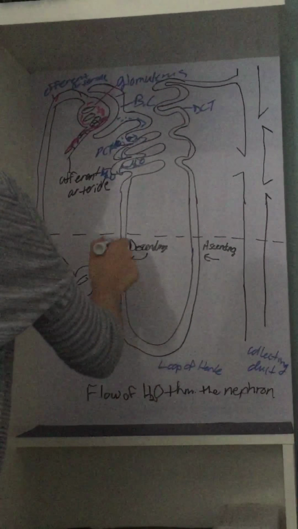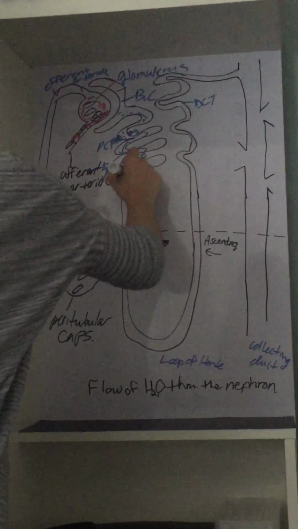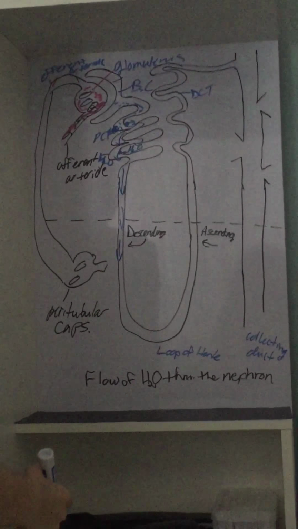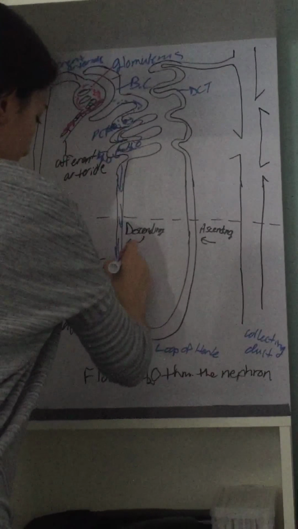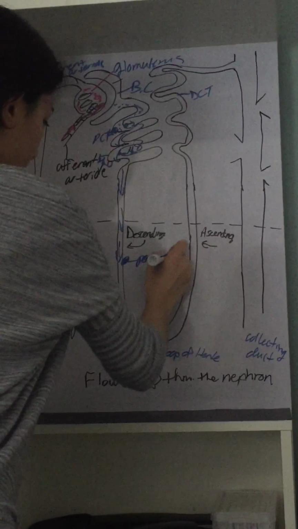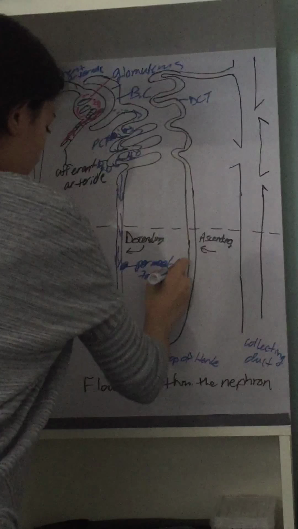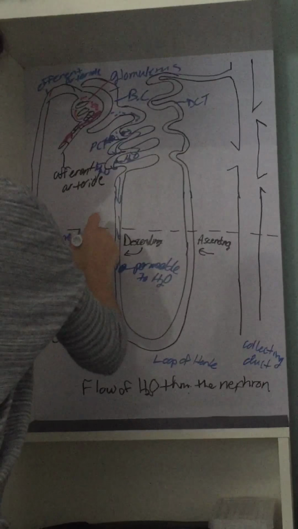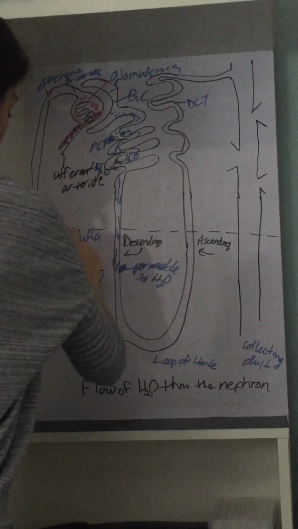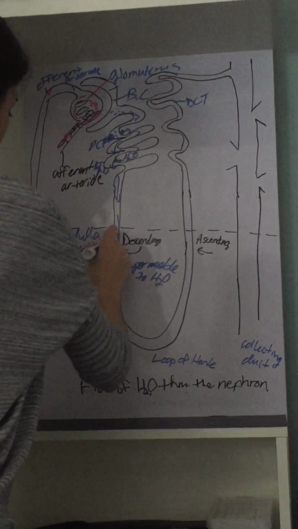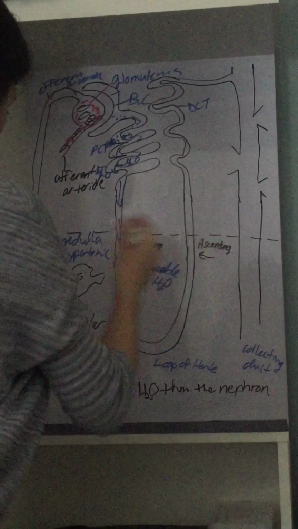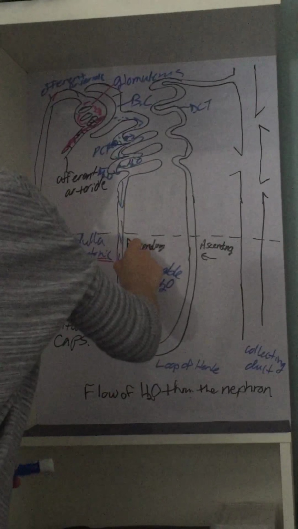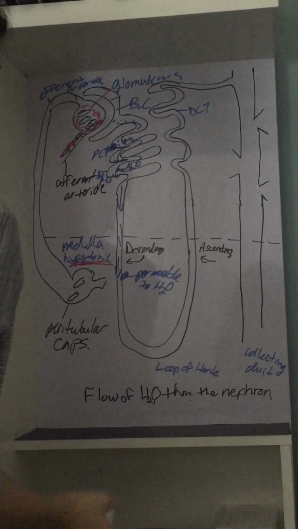The loop of Henle is divided into the descending loop and the ascending loop. The filtrate is going to go down into the descending loop. Now, an important thing to note about the descending loop is that this is permeable to water. And another thing to note is that the medulla, which is where the loop of Henle dips into, is very hypertonic. And I'm going to underline that in red because it's important. So this is hypertonic, and inside you have the filtrate. You have water in the filtrate.